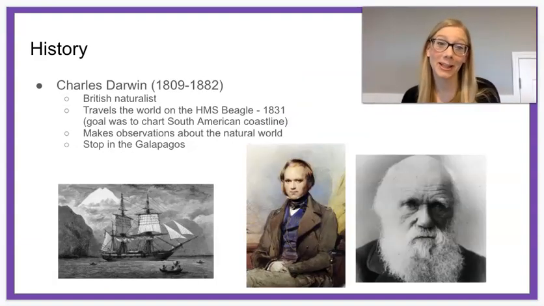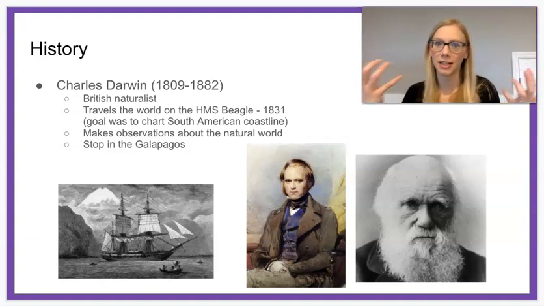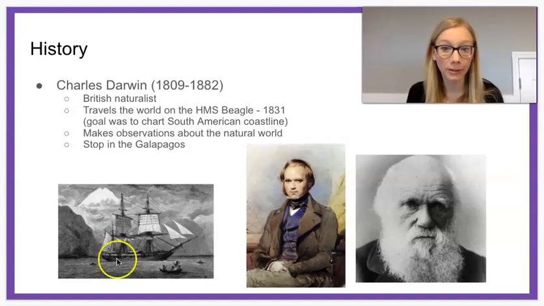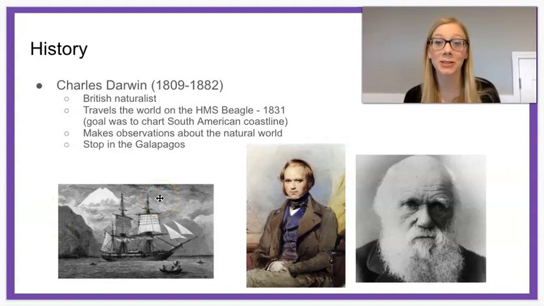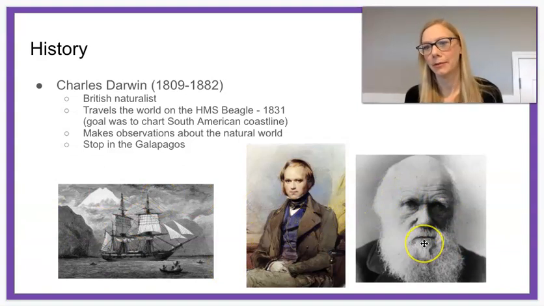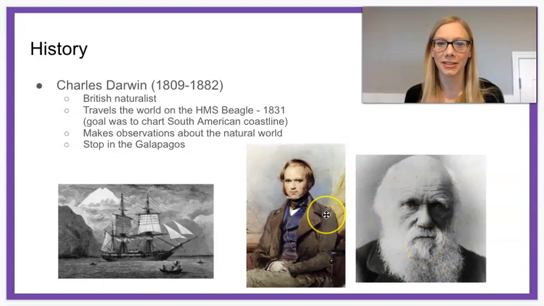So, who do we talk about today a lot? We talk about Darwin, right? Charles Darwin. Who was he? He was a British naturalist, meaning he just studied the natural world, right? And he goes on a boat. It's called the HMS Beagle in 1831. So he's actually pretty young here, right? Even though when we look at pictures, a lot of times we see Darwin as this, but when he starts to do his research, he's pretty young.